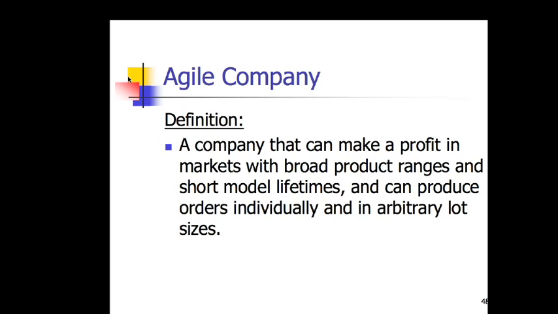And an agile company can make a profit in different ranges of short-term model lifetimes, and can produce orders individually and in arbitrary lot sizes. You're not stuck. You get this with old-fashioned manufacturers that used to ship stuff out all boxed together. The more agile you are, the more flexible you are. So you can't be a non-agile company and work with Barnes & Noble because every book you send out is going to have the same return label and the same packaging.